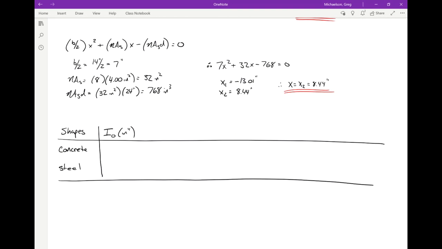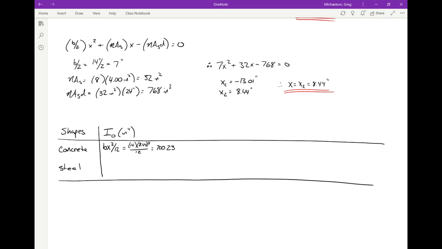So for the concrete, remember, if you go back to the slideshow, we did this earlier in the semester. And so in the slideshow, I just gave you what these formulas are because we've already derived them before. Remember, this is b x cubed over 12. So that's 14 times 8.44 cubed over 12. And so when you chug that out, you get 700.23. And that's for the concrete.